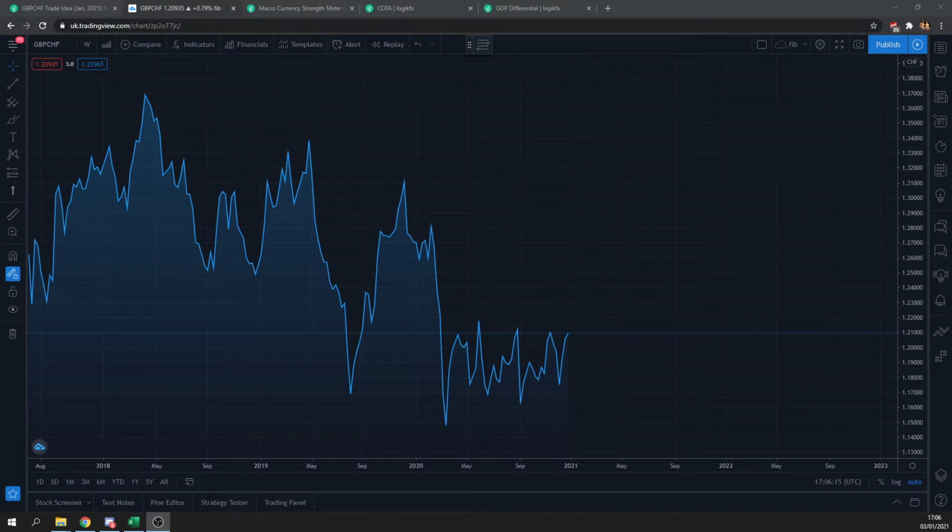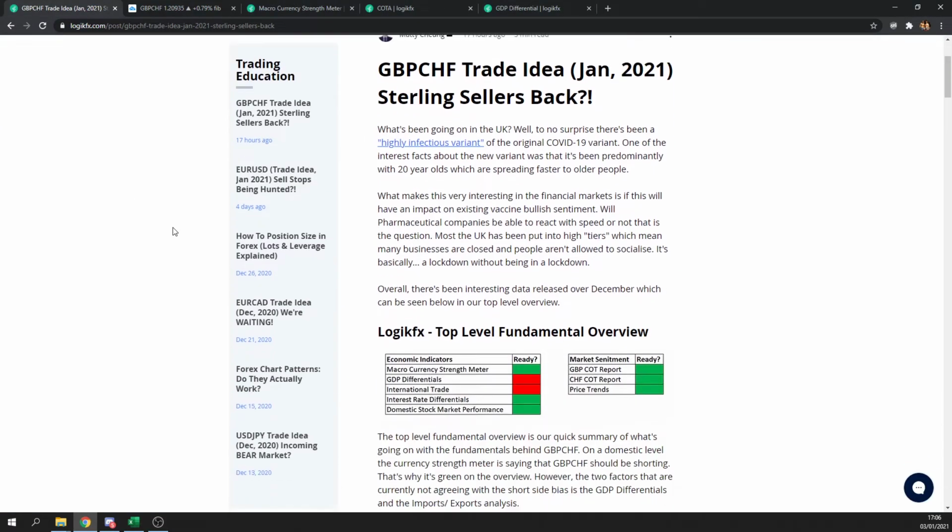And when I say swing trades here at Logikfx, it can last anywhere between a few weeks to a few months. So if those are the time horizons you're looking at, and they should be, then this is definitely a video for you to watch. So, GBP Swiss franc. What went on in the analysis?